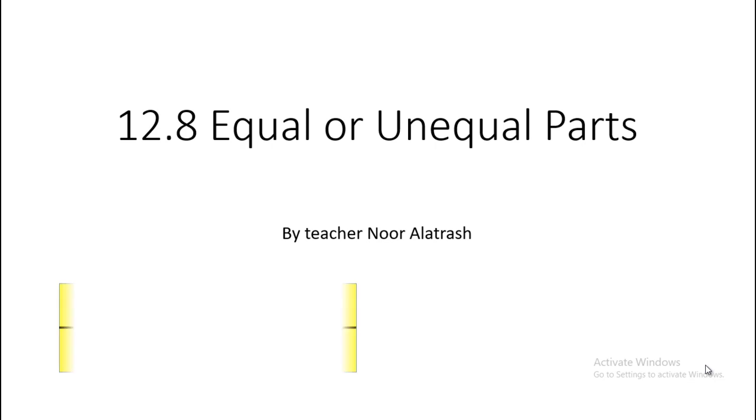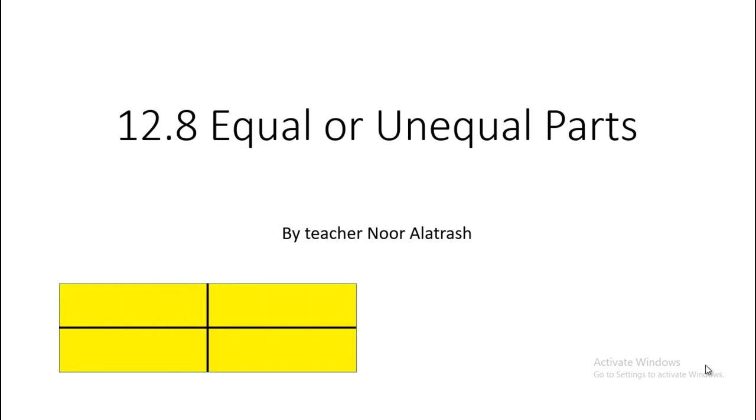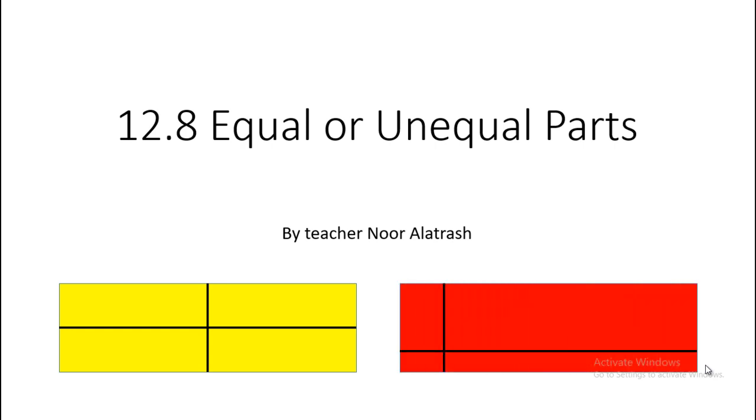If I showed you this shape, and this rectangle is divided into 4 smaller rectangles, are they equal rectangles? Use your eyes and observe. Yes, they are. Excellent. Now, in this shape, also 4 rectangles. Are they equal rectangles? No, unequal. Look at this very small rectangle and here a very big rectangle. They show that these are unequal parts. We can say unequal shares also.